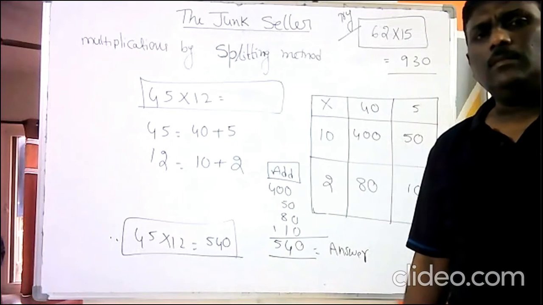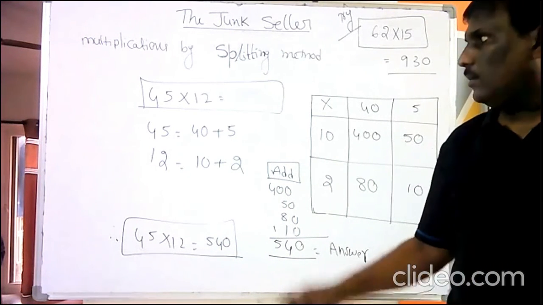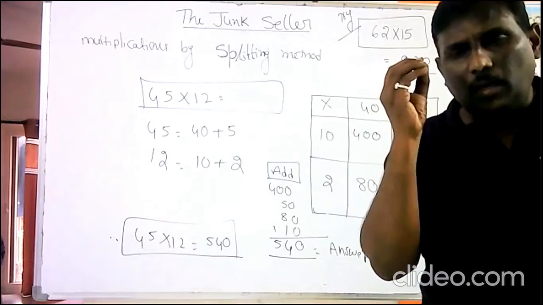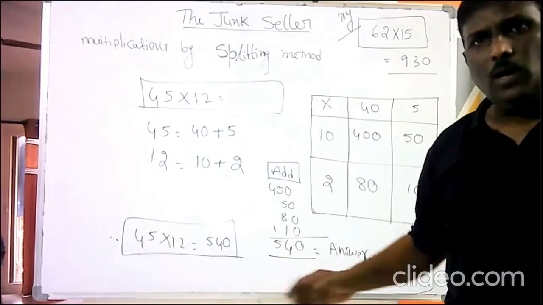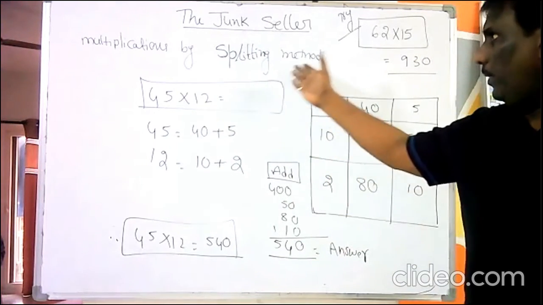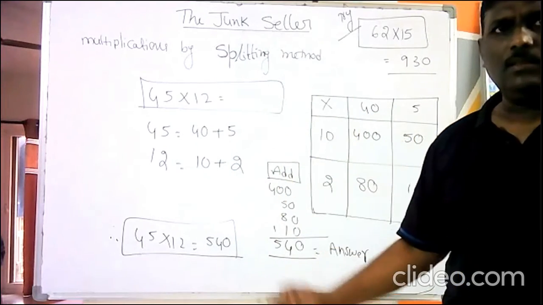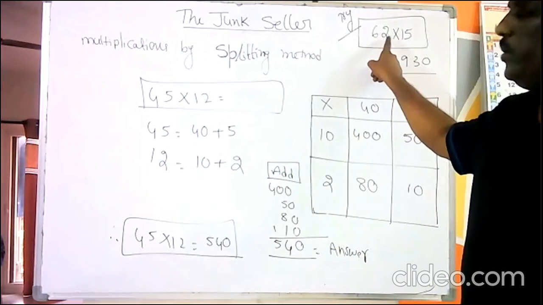Sir, they are telling we should write this all. Sir, we can write. I told you no. Copy this. Then what are you asking? You have to copy everything. That is the first question. Completed, sir. Then try 62 into 15.